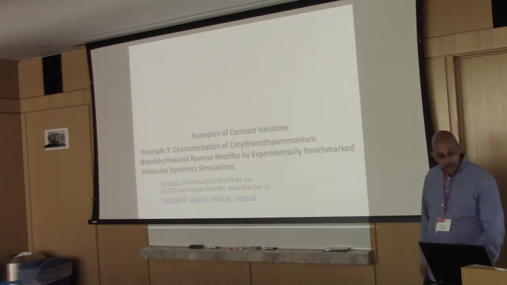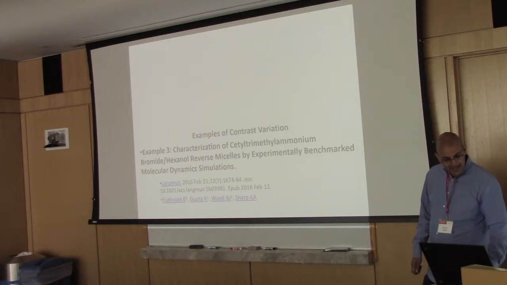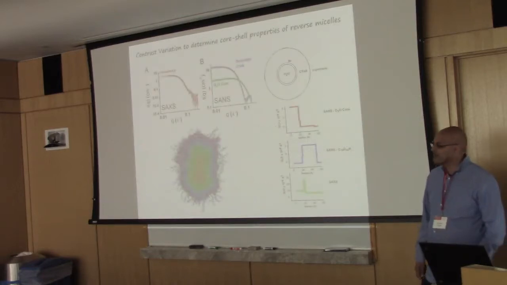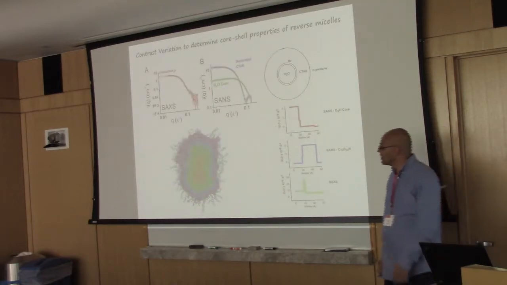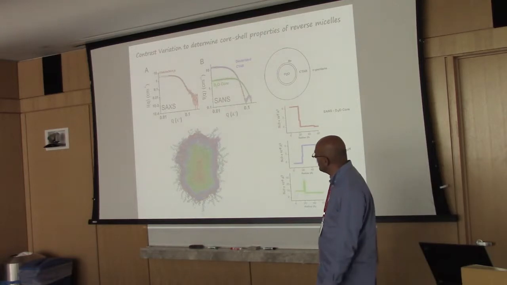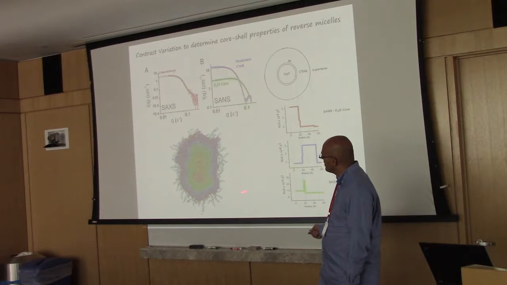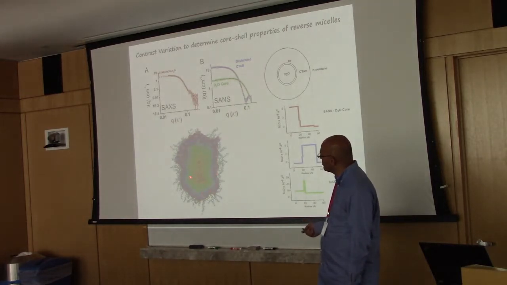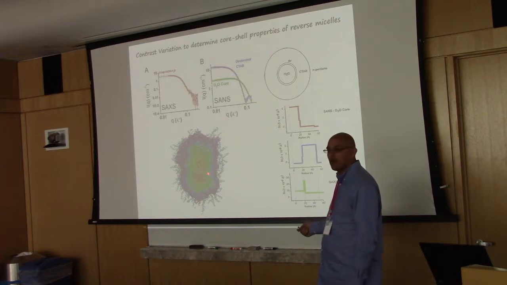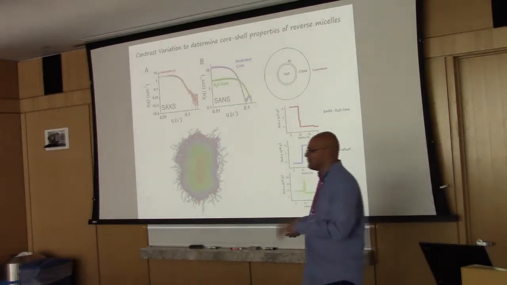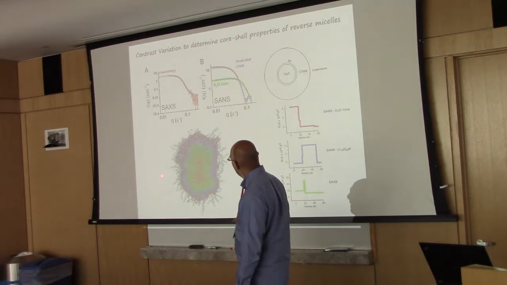All right, third example. It's not even a protein. This is great. So what are reverse micelles? Reverse micelles are a rather interesting situation where you have basically an organic solvent, you have some detergent like CTAB, and then you have an aqueous core. So it's kind of turned inside out from what you're accustomed to.